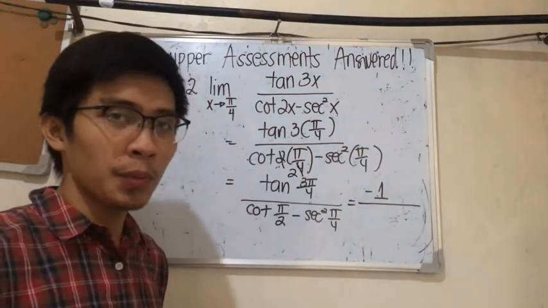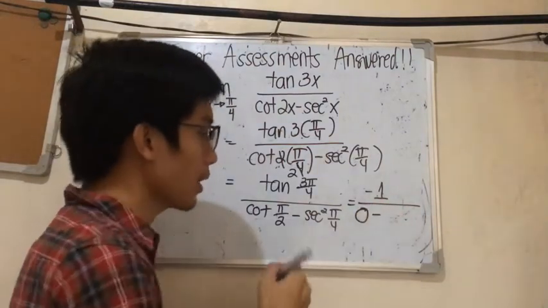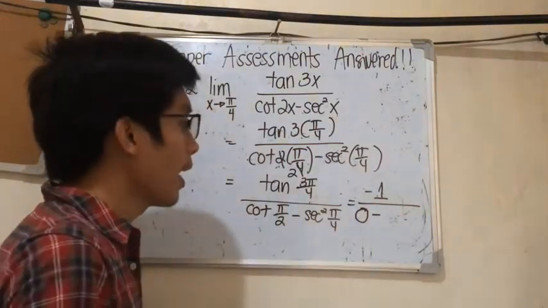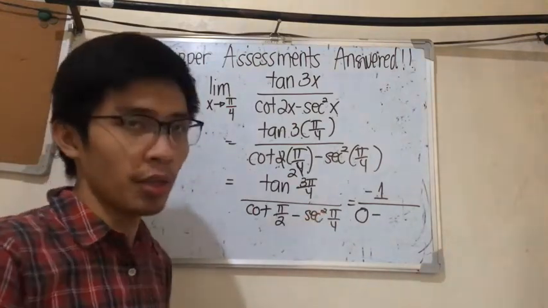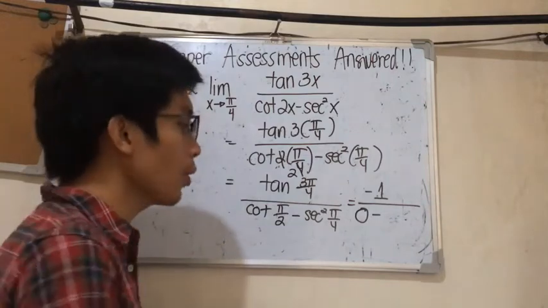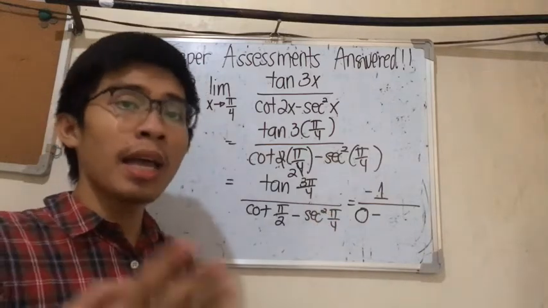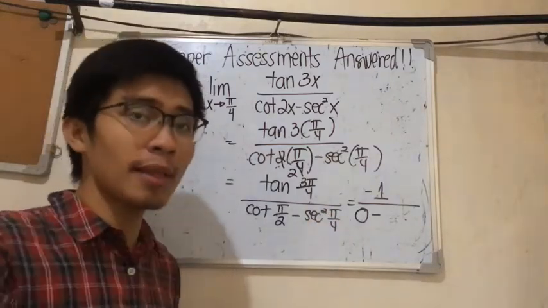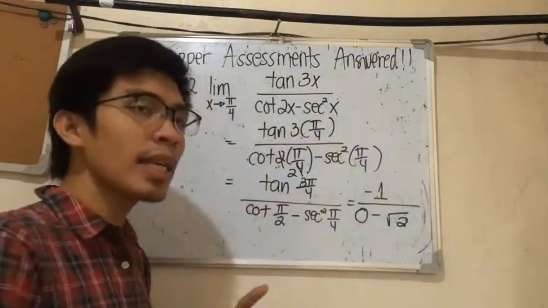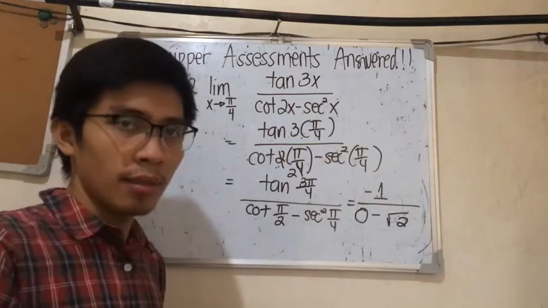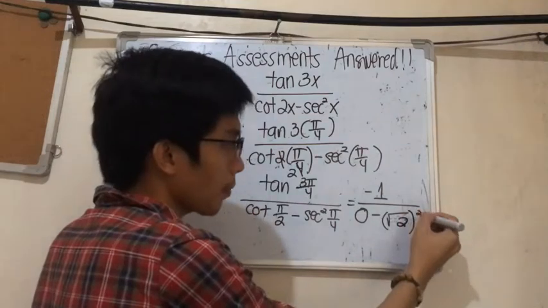Cotangent pi over 2 is equal to 0, minus, you copy the subtraction sign. And in this part, since we have two different secant functions, secant pi over 4, what you are going to do is simplify and find the value of secant pi over 4. And the value of secant pi over 4 is square root of 2. Since in your secant you have squared, meaning you are also going to put squared in this part.